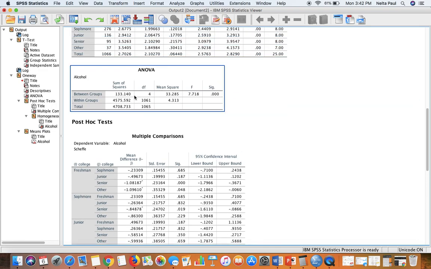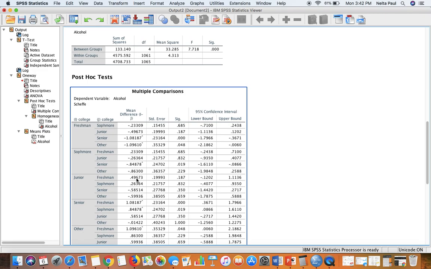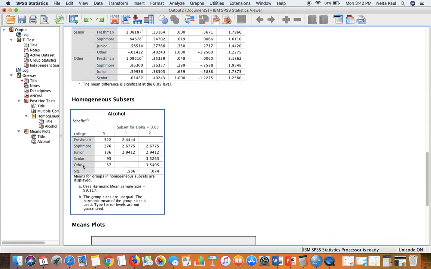Now, if you have a hard time reading these mean differences tables, no problem. What we get here with our post hoc is the number of participants and their scores, right? So on that item on the Dan scale, the average for freshmen was 2.44, sophomore was 2.67, junior was 2.93, senior was 3.52, and other, being grad students, was 3.54. So you'll notice as you go, it goes up.